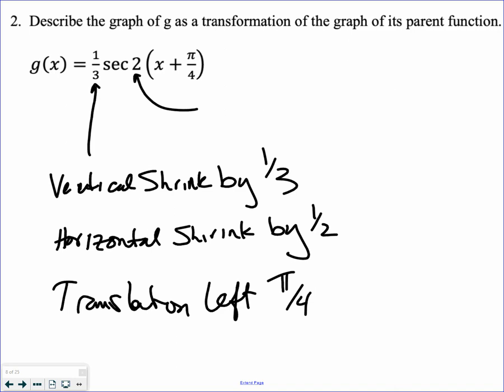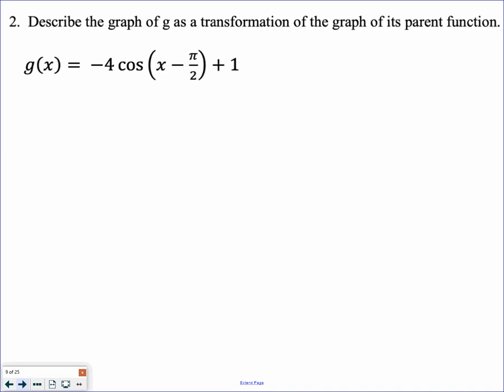So again, just describing all the different things that could happen. Okay, you can do a reflection, you can do a vertical stretch or shrink, you can do a horizontal stretch or shrink, and then you can do translation left or right. And then if I put something at the end, that's a translation up and down. That changes the midline.